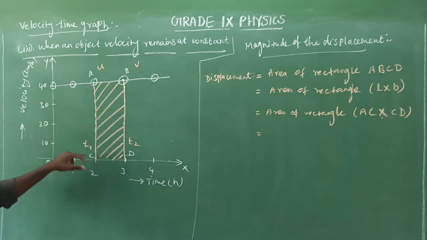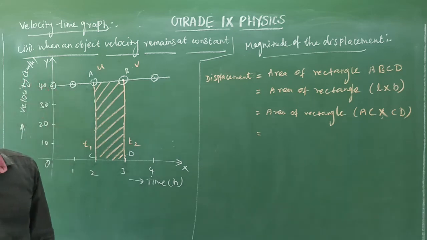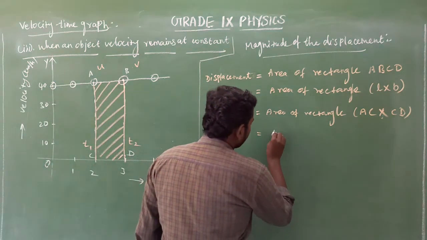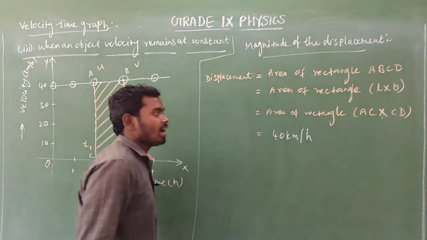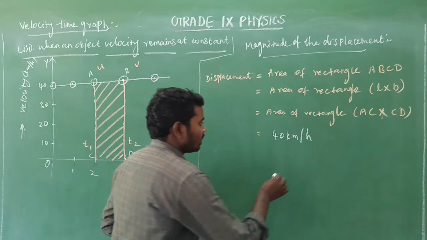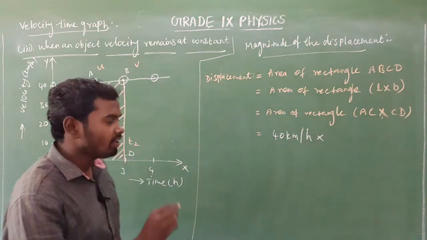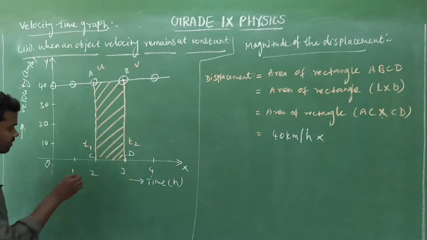So here the AC value is how much? This area fully, that is 40 km per hour. Am I right? AC value is 40 km per hour. That is the length, which means the AC value is completed. Okay, yes. There is a multiplication symbol. Into the CD value. This is C and this is D.